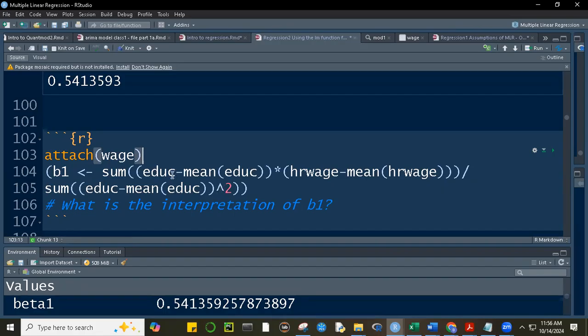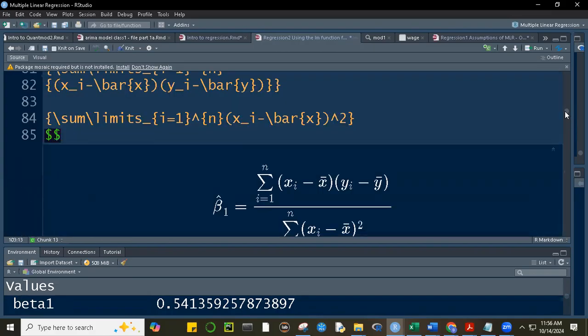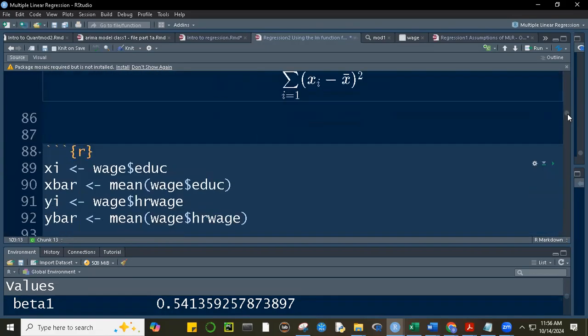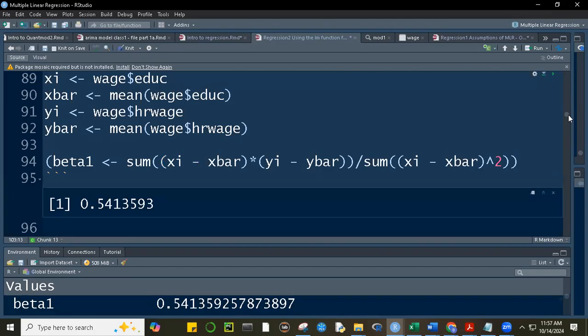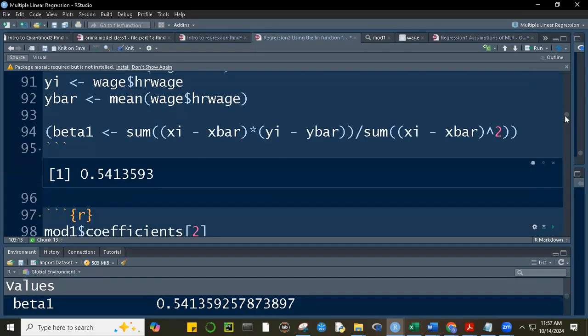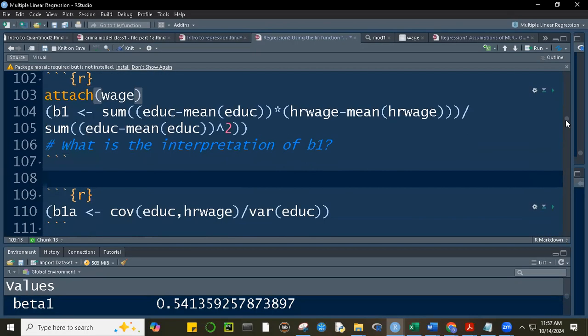That's why take a look at this, class. Parehong formula lang to, pero tinanggalan natin yung ano. Although dito kasi, nag-create muna tayo ng X sub I. X sub I is wage dollar education. So technically, class, this formula is also wage dollar education, kasi X sub I to, which is just wage dollar education. Okay, but if we want to dispense with the use of wage, pwede to, class.